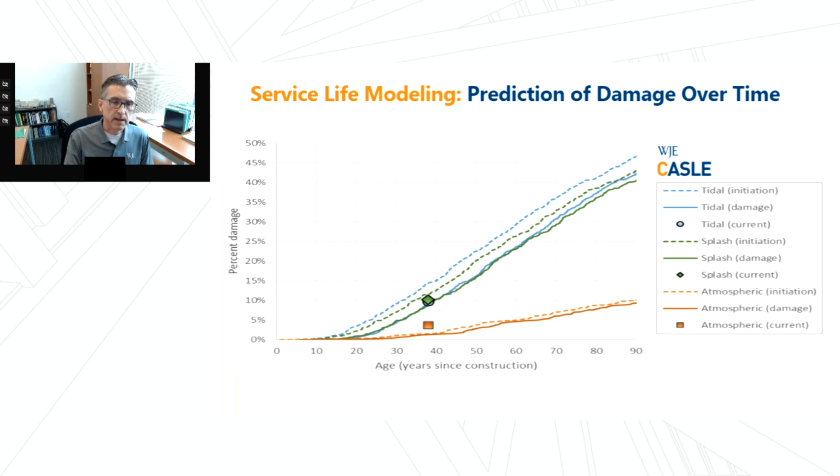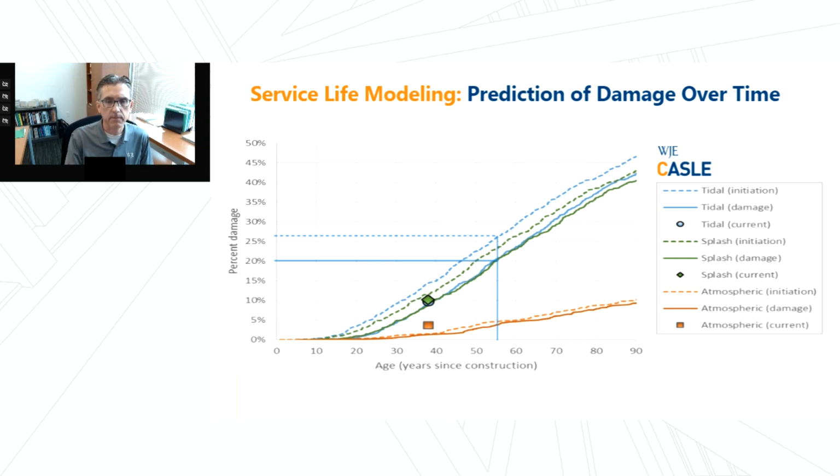In this particular analysis, then, if we look forward into the future, when the structure gets to be 55 years old, the analysis would say that in the tidal zone, about 27% of the elements will have initiated corrosion, while about 20% of the elements will have reached some sort of damage threshold that we would determine working with our client.